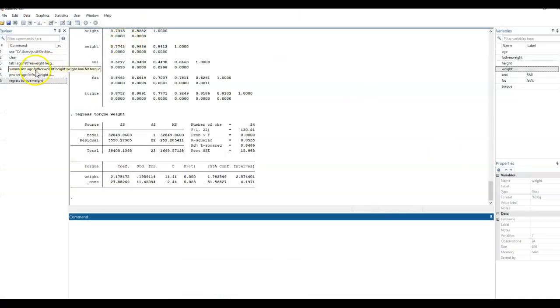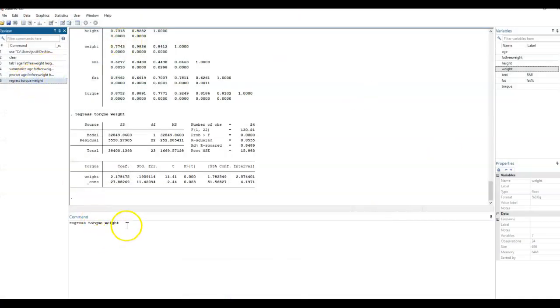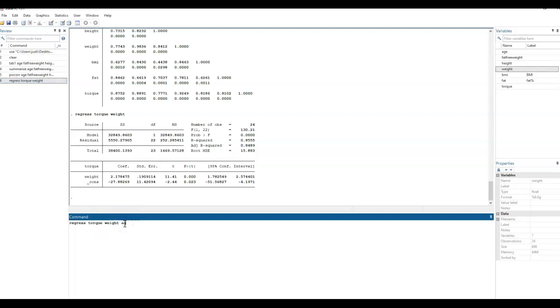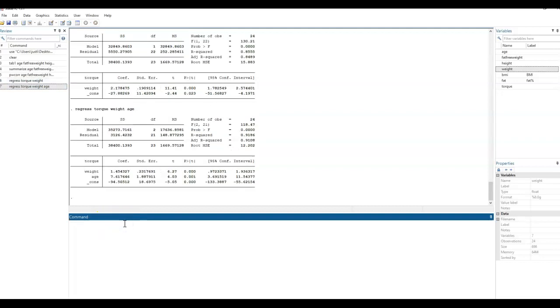If you want to make this easy on yourself, just click on that again and add in age. All right, so we want to know, is this significant? What we would see here is that yes, it's significant. Almost 92% of the variance in torque is explained by a person's weight and also their age. I didn't add beta to the end of this, but that's okay.